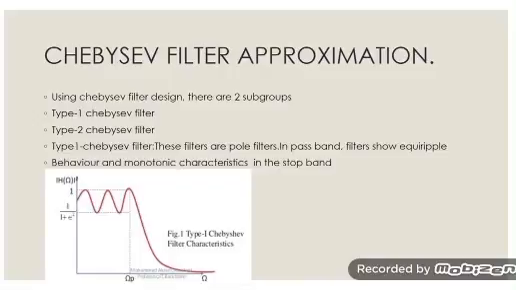Chebyshev filter. Type 1 Chebyshev filters are those filters which have only poles. In the passband, filters show equiripple behavior and monotonic characteristics in the stop band. From the graph, it's very clear that in the passband it shows equiripple behavior, and in the stop band it reduces monotonically.